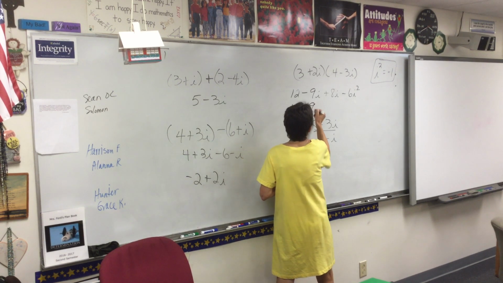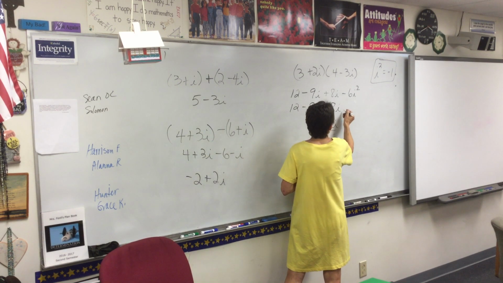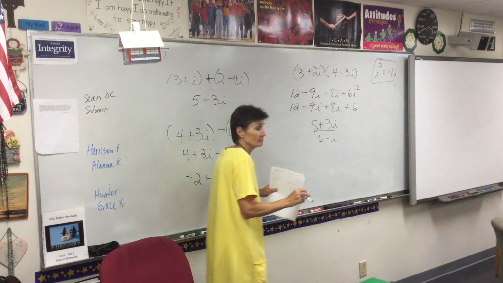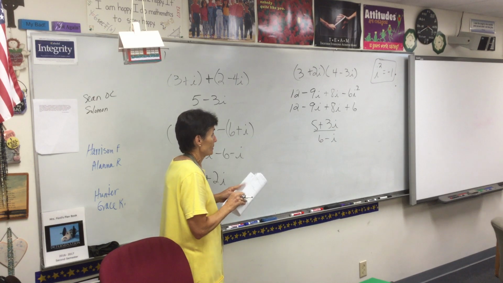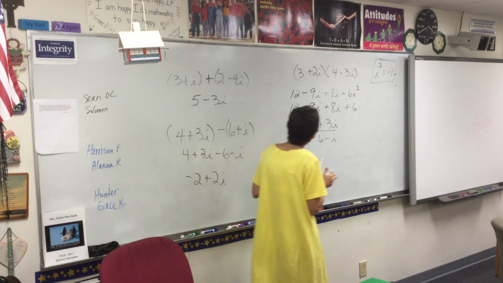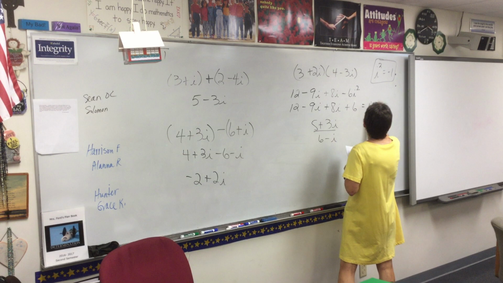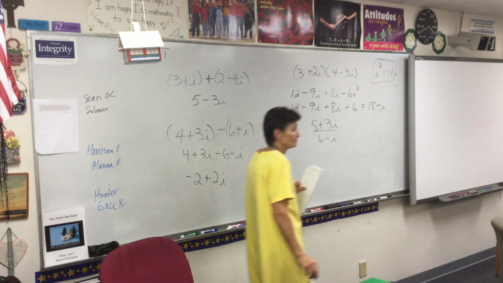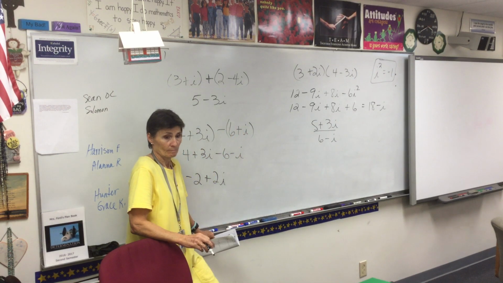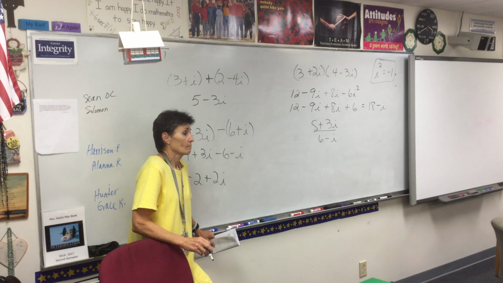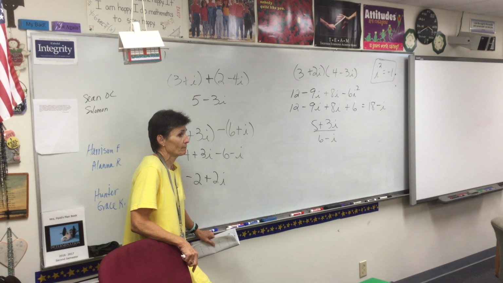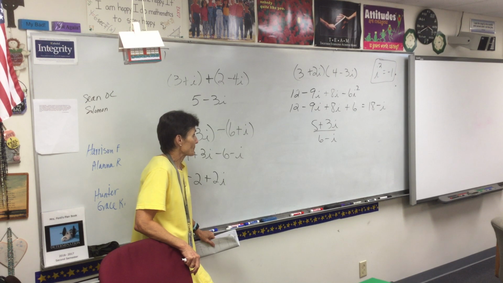So we have 12 minus 9i plus 8i plus 6. Now we'll collect like terms, and what do we have? 18 minus i. Nothing hard about it, but you do have to remember i squared is negative 1. All right, everybody's keeping up?